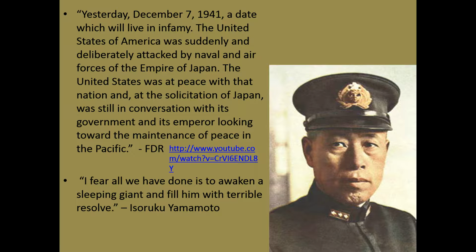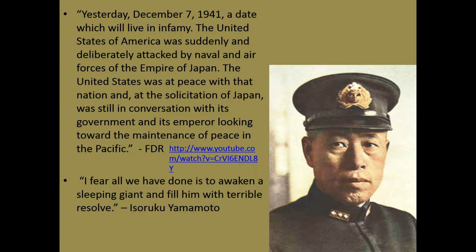Everyone else voted yes. And so the U.S. declared war against Japan. A couple of days later, Italy and Germany, who are Japan's allies, declared war against the U.S. And then the U.S., of course, declared war back on Italy and Germany as well. So after the Pearl Harbor attack, the U.S. is officially in World War II.